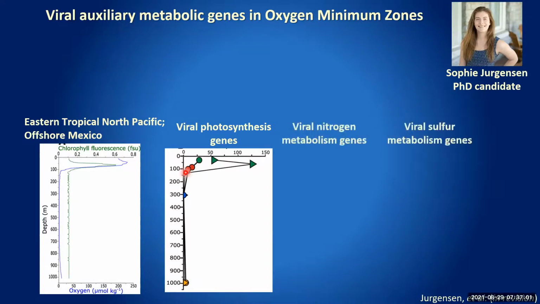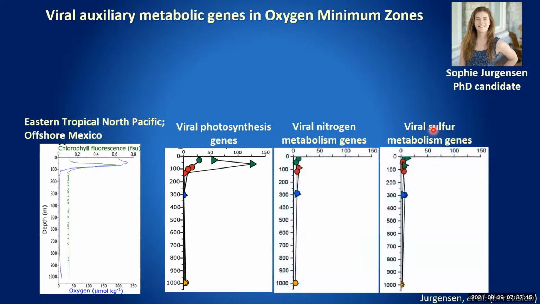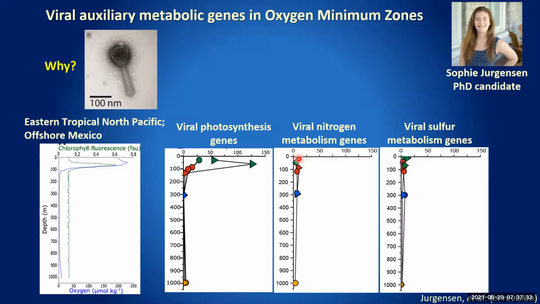Then I say, Sophie, please show me these beautiful depth profiles of viral encoded nitrogen and sulfur metabolism genes, because those are some of the main biogeochemical cycles we're really interested in. And she shows me this. We have very, very low abundances of these nitrogen and sulfur related genes. And I'm showing these on the exact same scale as for the photosynthesis genes. So why are the viruses in oxygen minimum zones not containing these, what I think should be vital, metabolism genes related to nitrogen and sulfur?